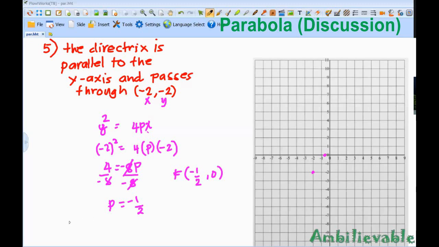And then what about the endpoints of the latus rectum? Ali, what are the endpoints? Sir, I'll give the answer or the formula. Answer. The answer is negative 1/2 and positive negative 1. Positive, negative 1. All right. So negative 1/2 and here.